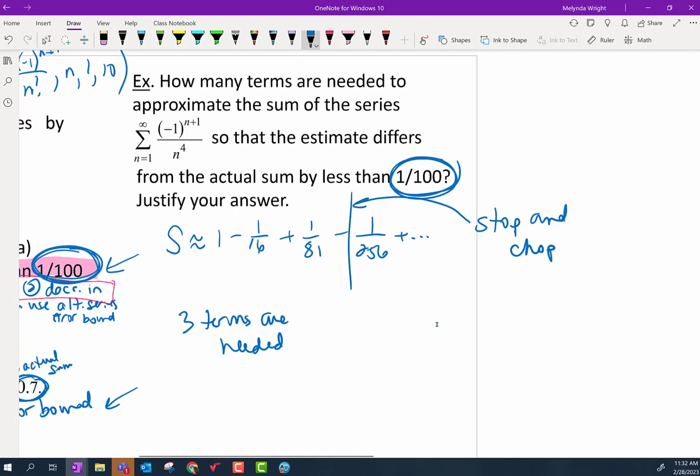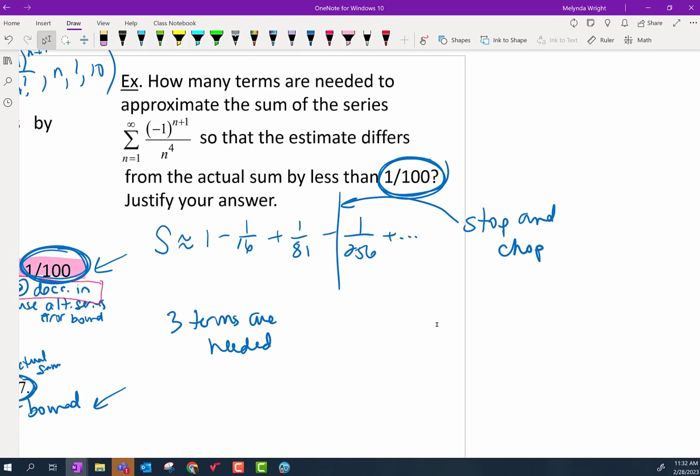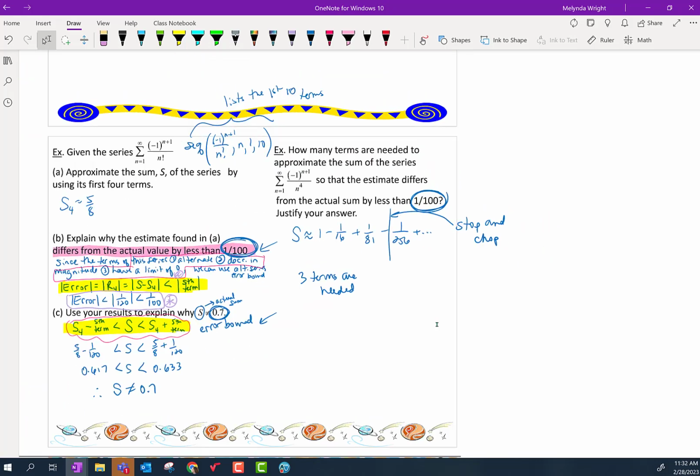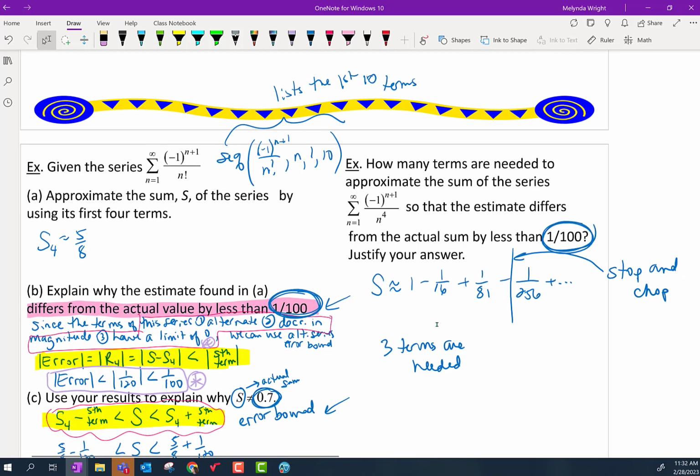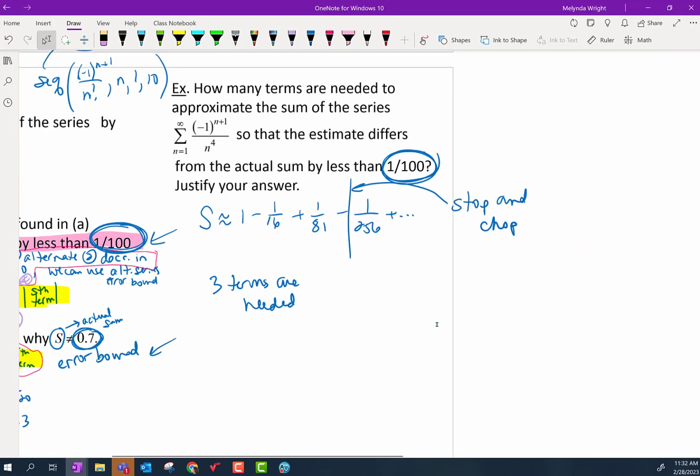And again, whenever you use error, you have to justify. You can't just assume that you can use this scenario. We've done a lot of alt series, and I didn't stop over here to talk about why this was convergent. The series alternates, it's there. It decreases in magnitude, yeah, that bottom gets bigger and bigger. The nth term has a limit of 0.